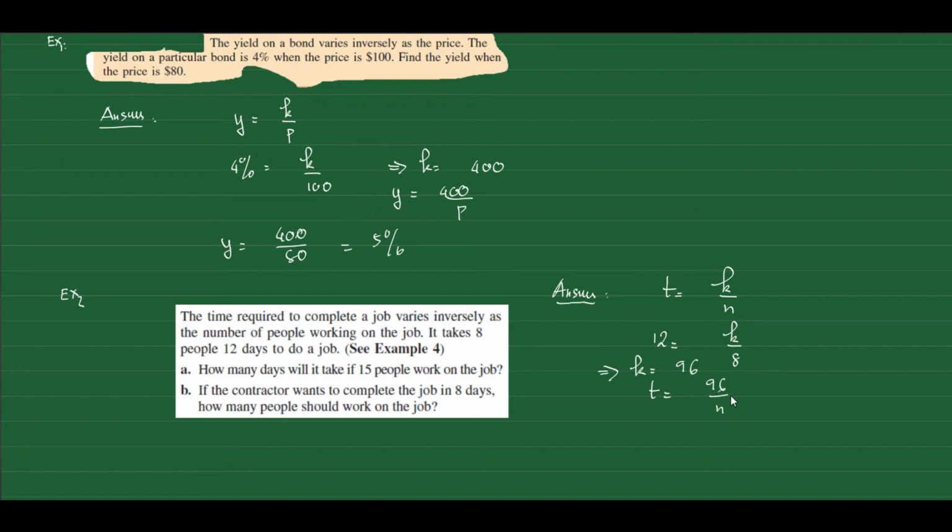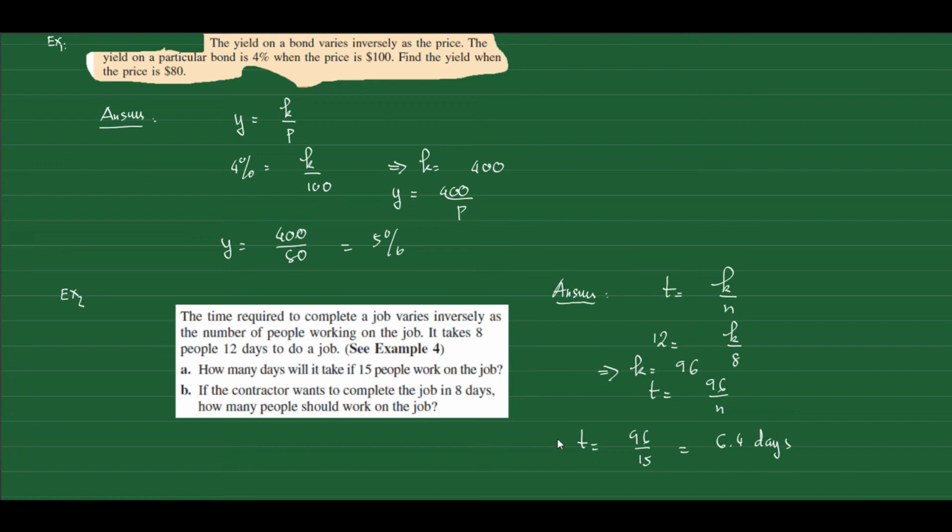How many days will it take if there are 15 people on the job? Okay, so t equals 96 over 15. So it will be only 6.4 days.